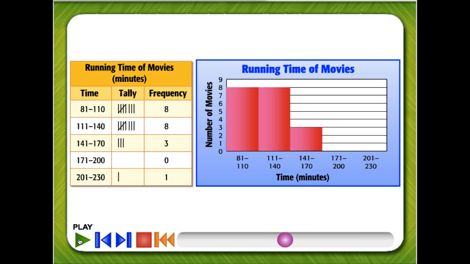There are no movies that ran between 171 minutes to 200 minutes, so there's no bar for this group. Finally, there was 1 movie for the last interval. Draw the bar up to number 1. Now our histogram representing the running time of movies is complete.